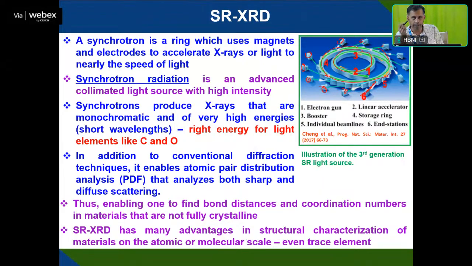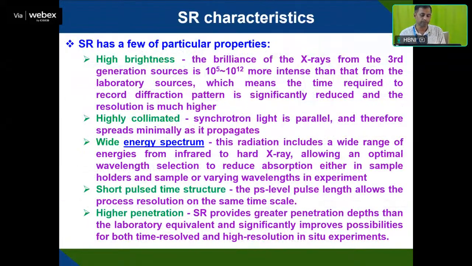And it has many advantages over structural characterization of material at atomic or molecular level. You can even use it for stress and element analysis using synchrotron XRD. Synchrotron XRD has some advanced properties that enhance the XRD pattern, so we are able to get more information. The first thing is high brightness. The brilliance of X-rays produced in third generation sources is about 10 to the power 5 to 10 to the power 12 order, whereas for synchrotron radiation it is of the order of 10 to the power 23. So it's highly monochromatic and highly collimated.